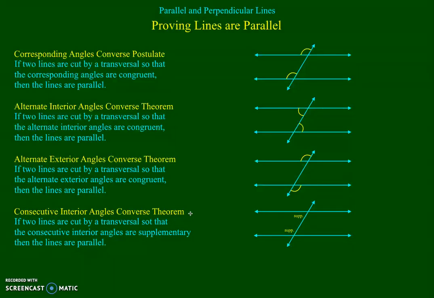So what we're going to do is go ahead and prove the alternate interior angles converse. The alternate exterior angles converse proof is virtually identical to the alternate interior angles converse, so we're not going to bother with that. And then we're also going to look at the proof for the consecutive interior angles converse theorem. So let's jump in and work through the proof of the alternate interior angles converse theorem.